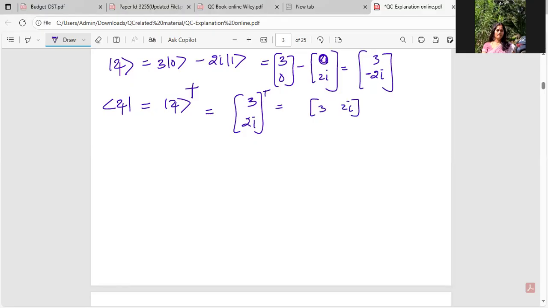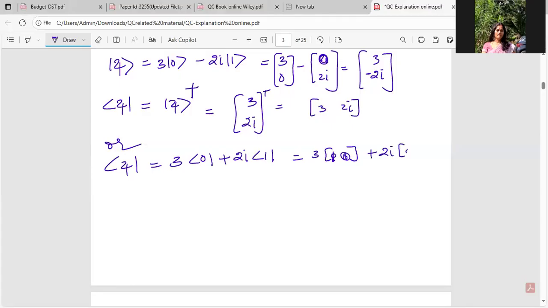The other version of the dual: 3 times, instead of ket 0, its dual bra 0, plus 2i times the dual of ket 1. This also results in the same thing. Bra 0 is the row vector (1, 0) and bra 1 is (0, 1), so this results in the row vectors (3, 0) and (0, 2i). Adding the respective components, it is nothing but (3, 2i).